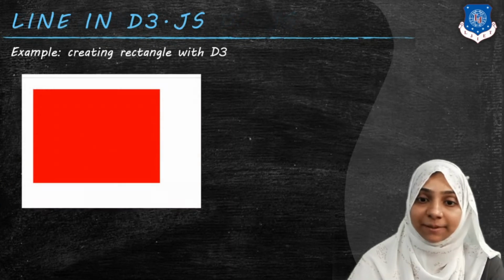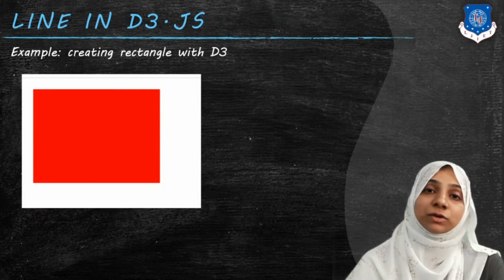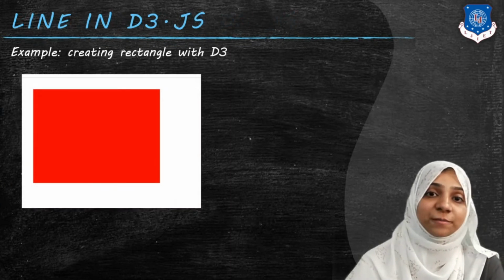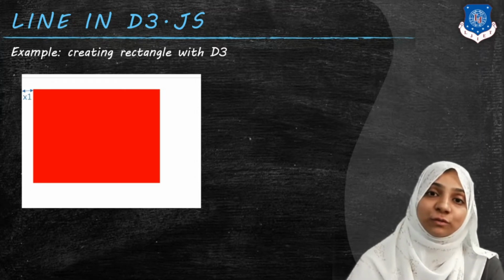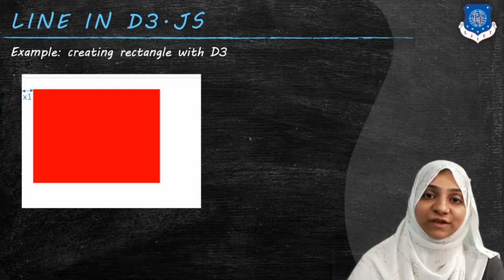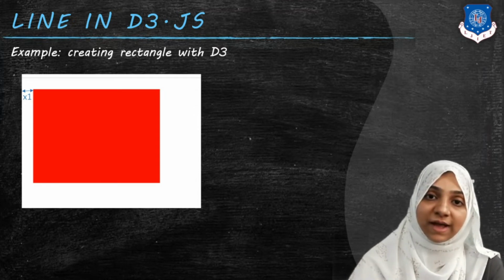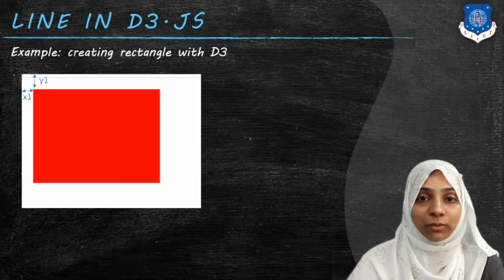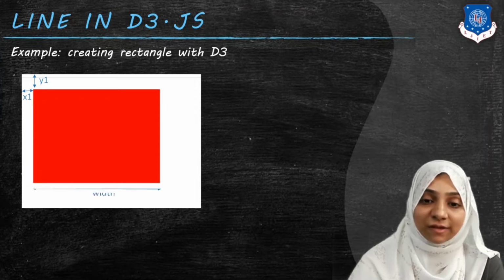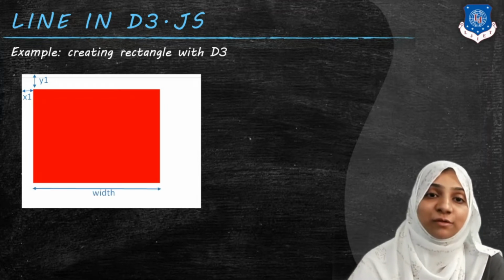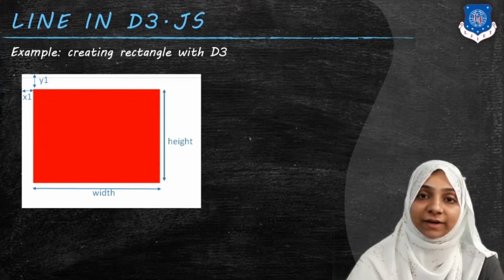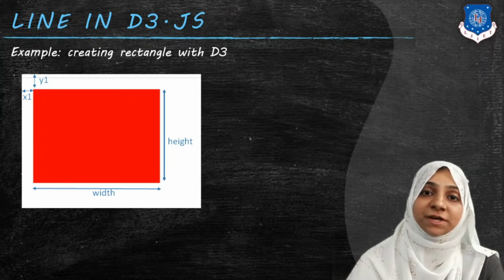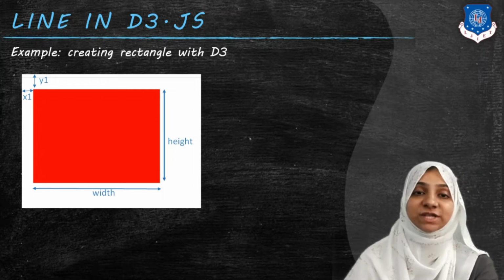Say for example, we want to draw this particular shown rectangle with the help of D3. I must know the top left corner of this rectangle. So that particular point must have an x coordinate and y coordinate that is given by x and y. Similarly, I must know what will be the width of the rectangle and what will be the height of the rectangle. Let us draw this particular rectangle over our SVG canvas.